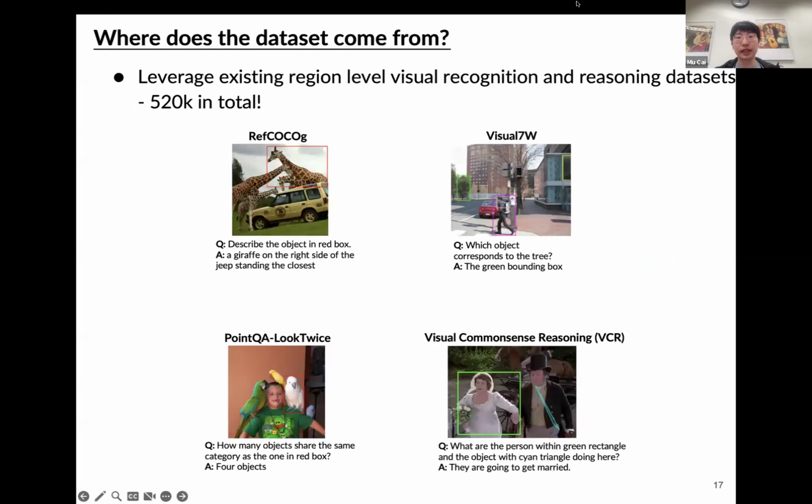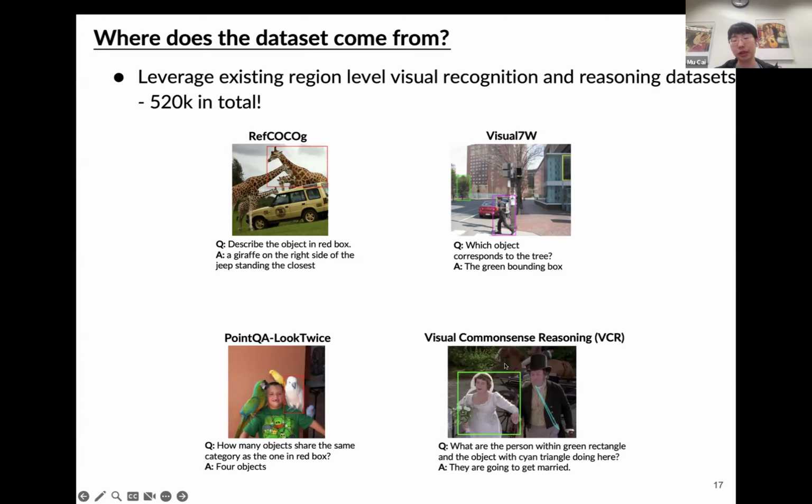And with such synthetic visual prompts, we can then curate our training data, like we can use RefCOCOg as a previous presenter mentioned. He's using this dataset for segmentation, but I use it in reverse. My usage is that I give the image and the bounding box or mask, and my model needs to predict the caption. So this is the first task, which is region captioning. And I also have a second task, which is multi-region understanding or classification. And I have region counting, like how many objects share the same category as this one in the red bounding box, which is a parrot.